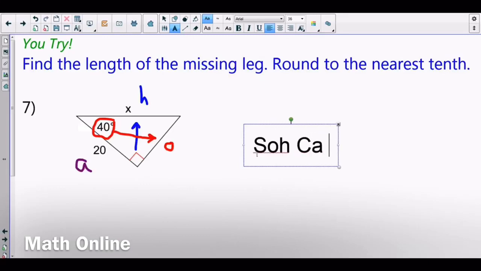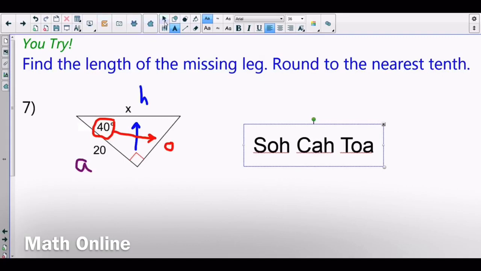SOHCAHTOA. Okay, so there's our SOHCAHTOA. So remember, the first letter tells you what function it is: sine, cosine, tangent, right? And the last two letters will tell you the ratio. So therefore, we're looking for a function that contains the adjacent side and the hypotenuse. Which one is it? Cosine, right?